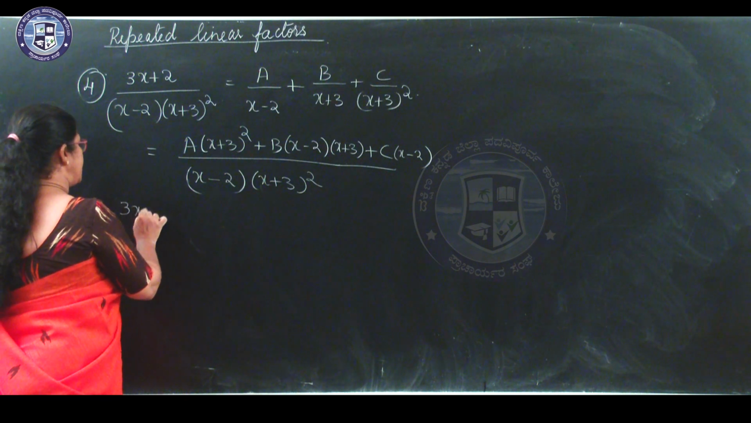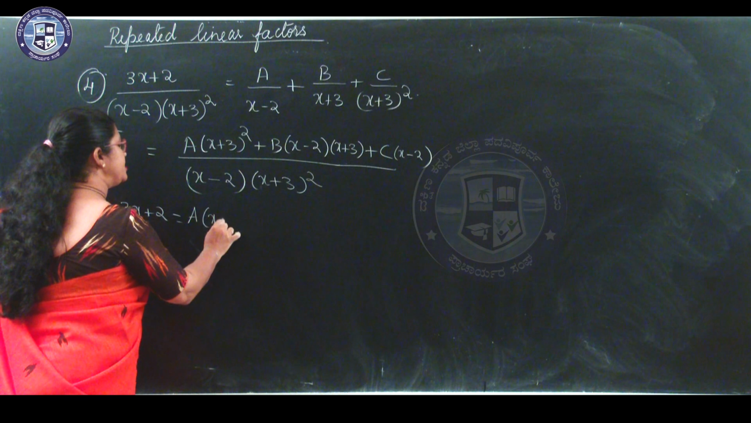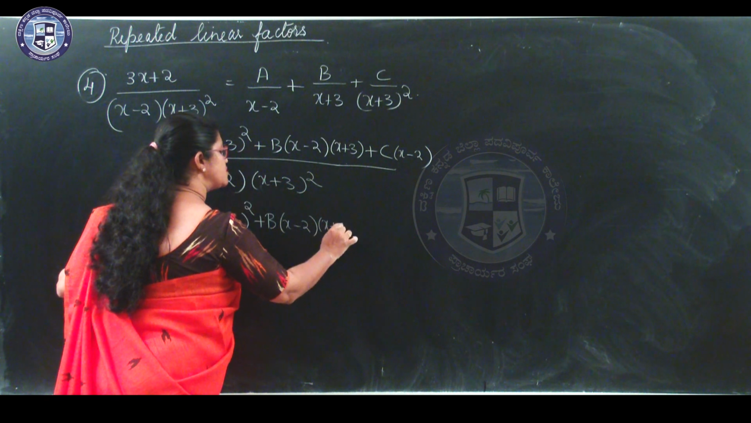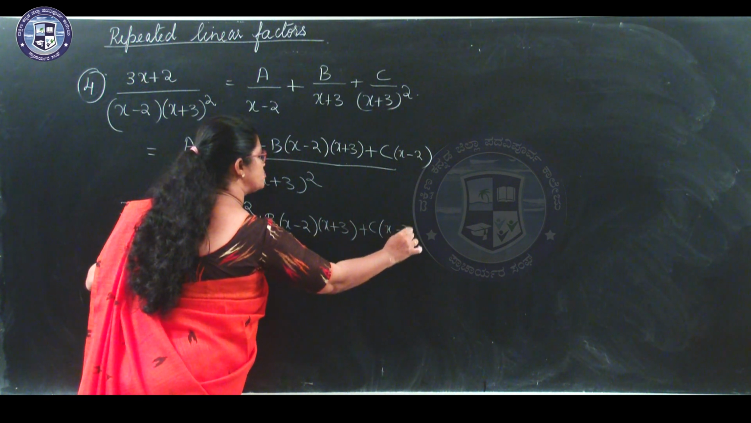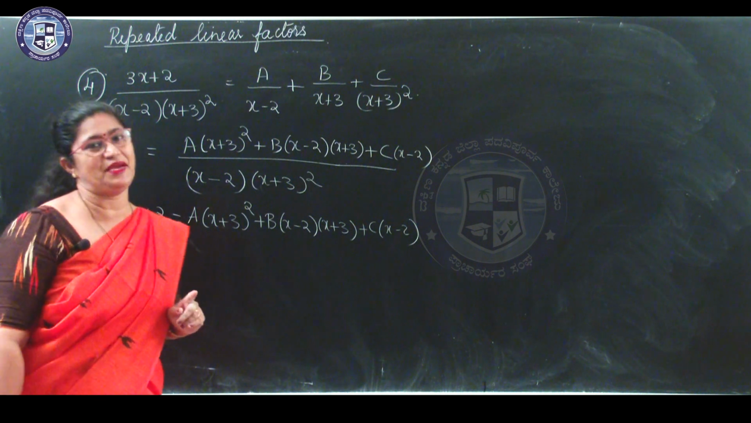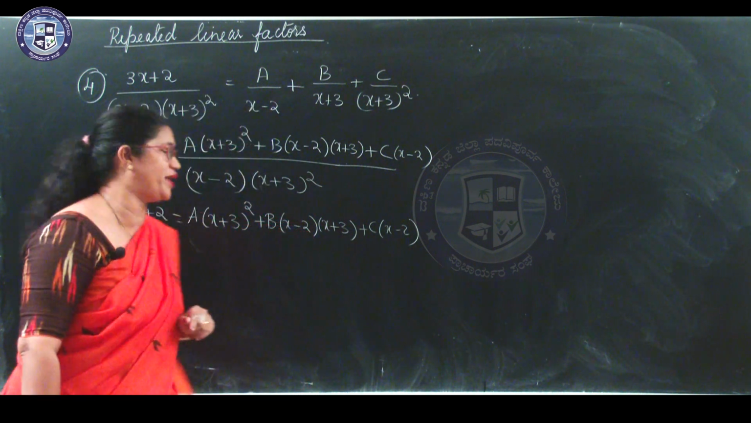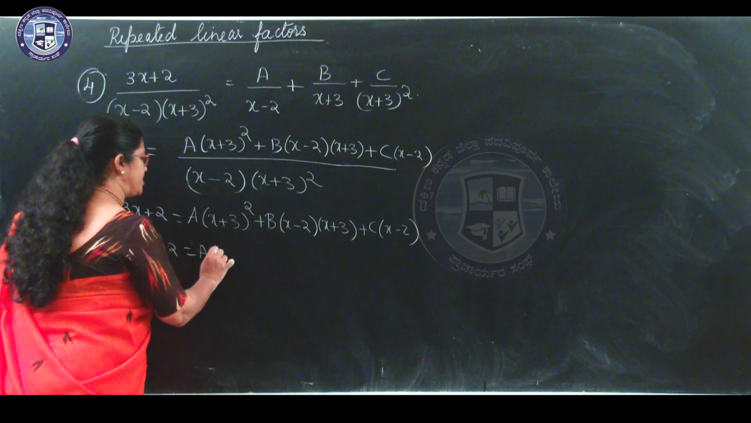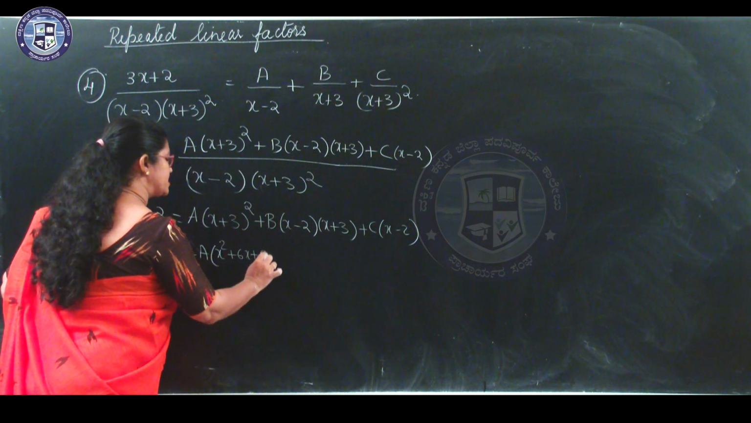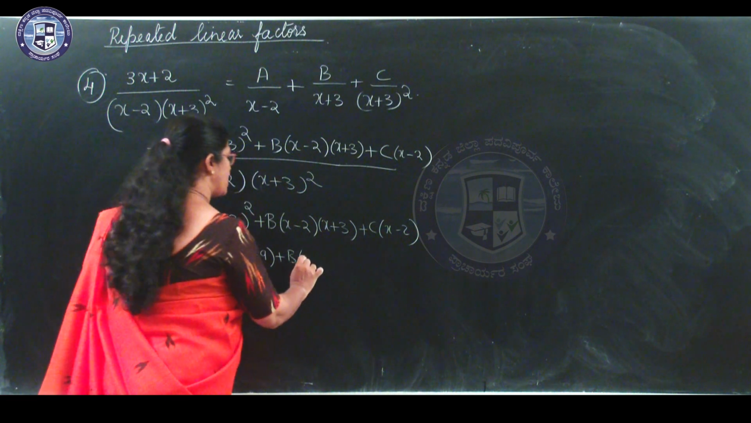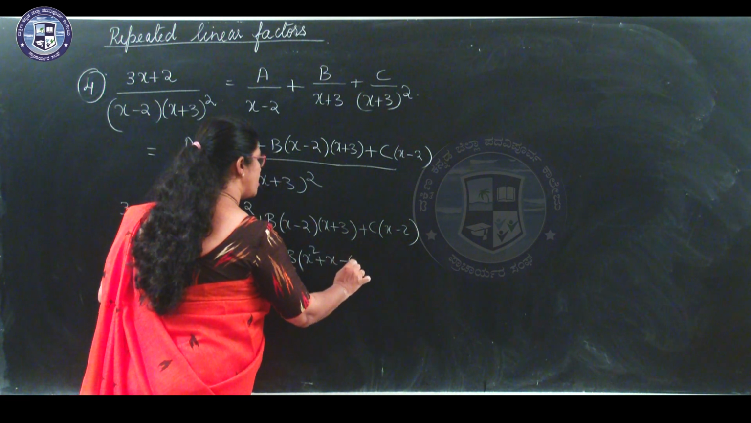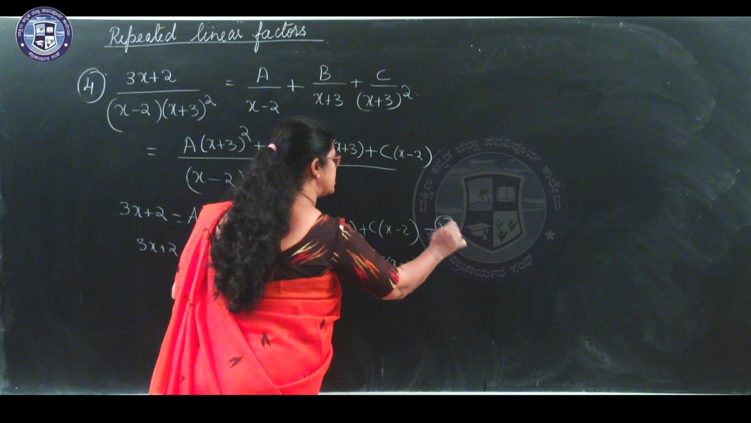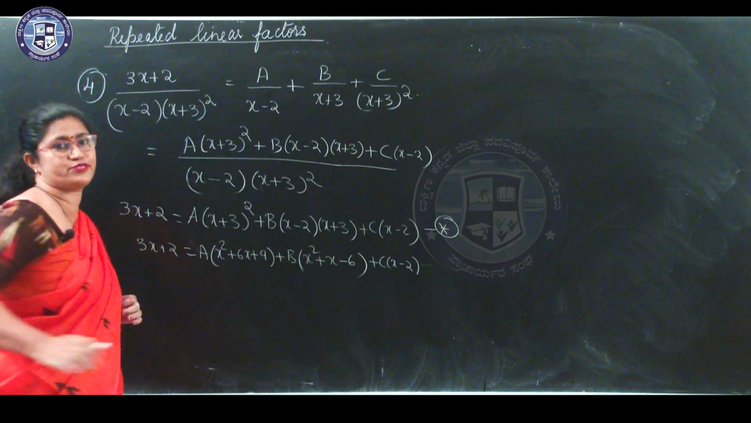Equating the numerators, 3x plus 2 is equal to a into x plus 3 the whole square plus b into x minus 2 x plus 3 plus c into x minus 2. Now, because it is repeated factors, I already know that I need to expand it. So, let me expand it equal to a into, when I expand this I get x square plus 6x plus 9 plus b into x square plus x minus 6 plus c into x minus 2. So, this is star, this is only for the last substitution I need this one.